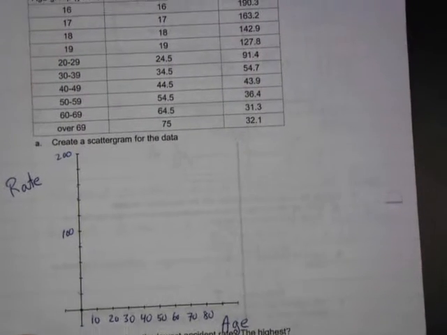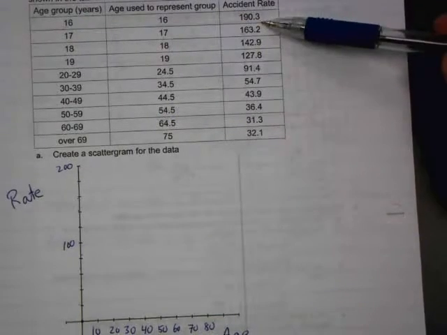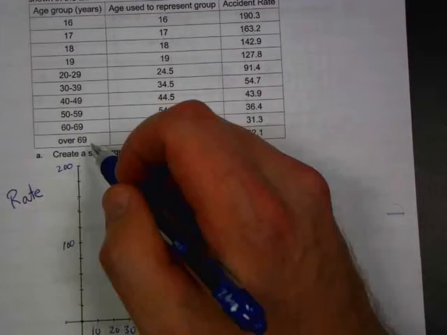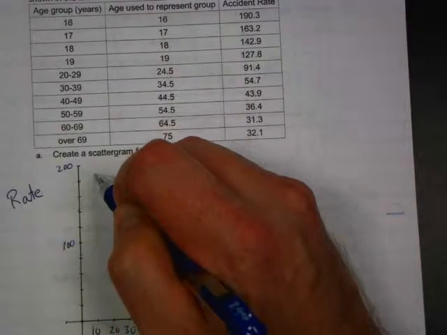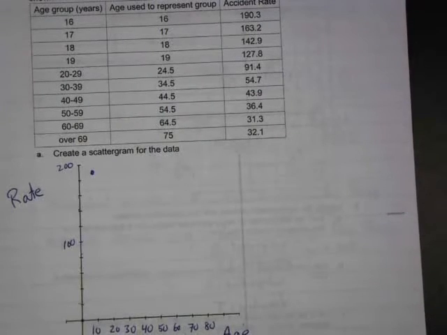Okay, so we go ahead and we mark our data. We've got age 16, 190.3. I can't mark it exactly, can I? I've got to kind of estimate. Between 10 and 20, 16 lies there. And then I've got to go up to 190.3. Let's see, that's 180, so that's about right there. So there's a little bit of approximation here, a little bit of error, but that's okay. Do the best you can.